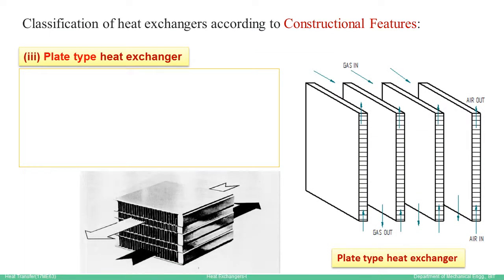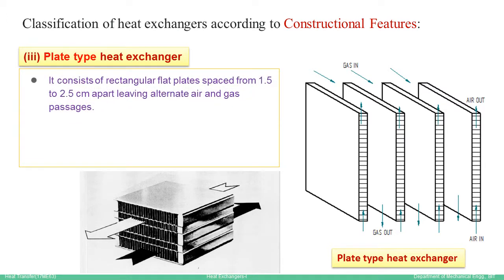And there can be plate type heat exchanger, wherein there will be rectangular flat plates which are usually spaced 1.5 to 2.5 centimeters apart, so that there will be a passage for flow of hot and cold fluids. As you can make out from the sketch, there will be gas flow through the gap between two plates, and in the alternate gaps you can see the flow of another fluid.